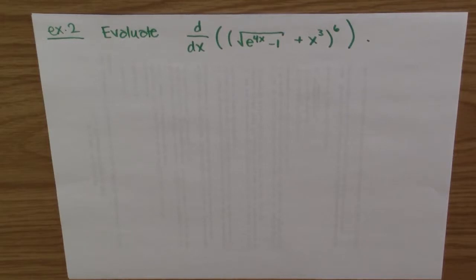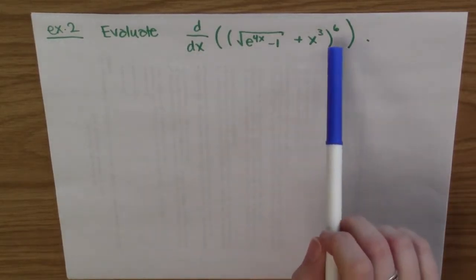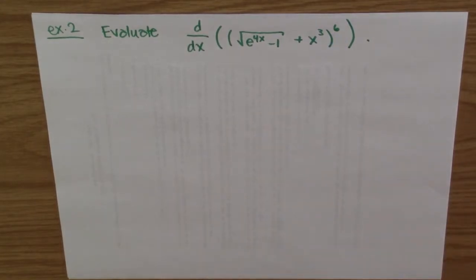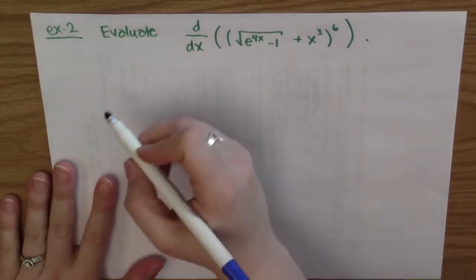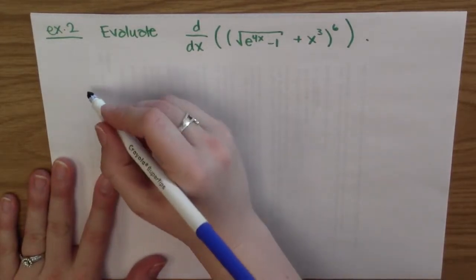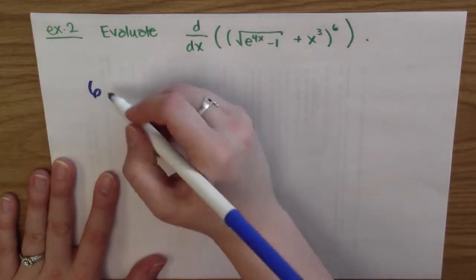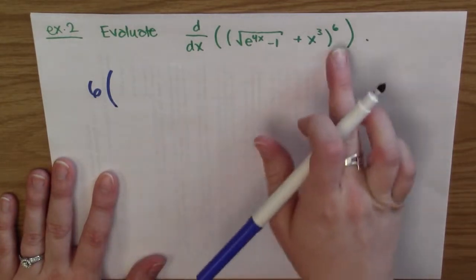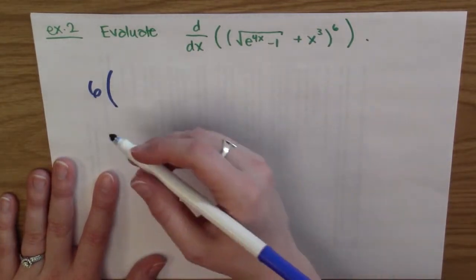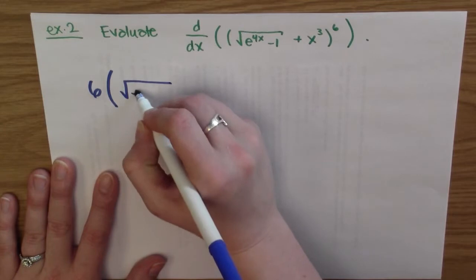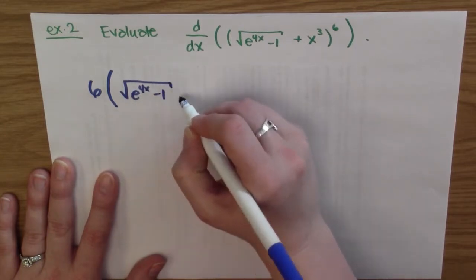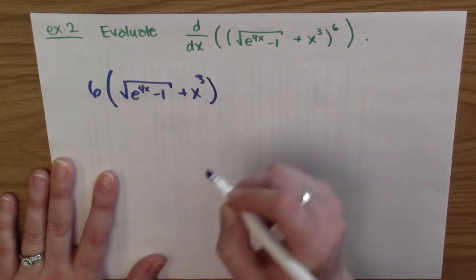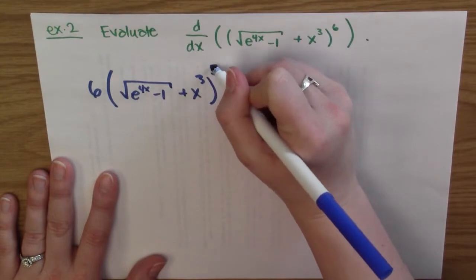Let's take the derivative. So in this case, I want to evaluate the outermost function, and that is this sixth power on the outside. So to take the derivative of something to the sixth power, the derivative is equal to 6 times the inside function, whatever it is, so square root of e to the 4x minus 1 plus x cubed, just copy that down just like it is, raised to the fifth power.